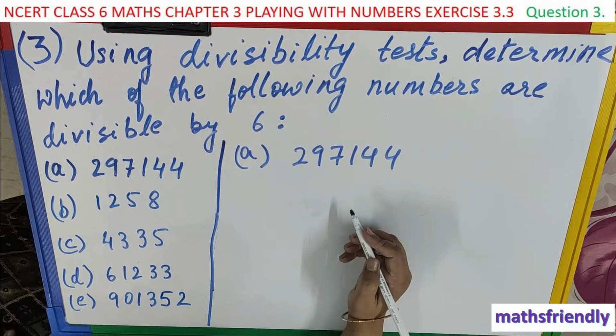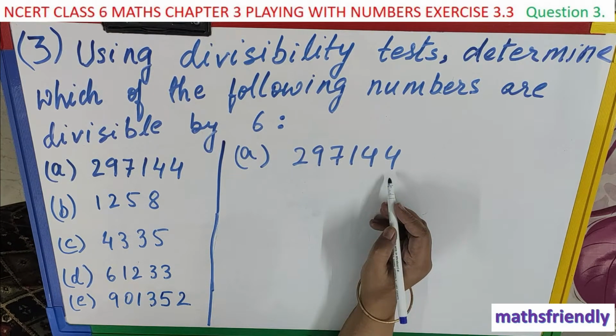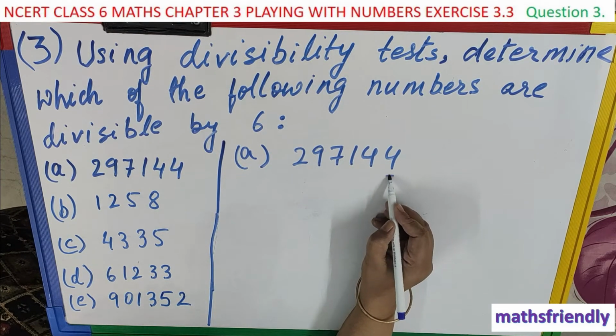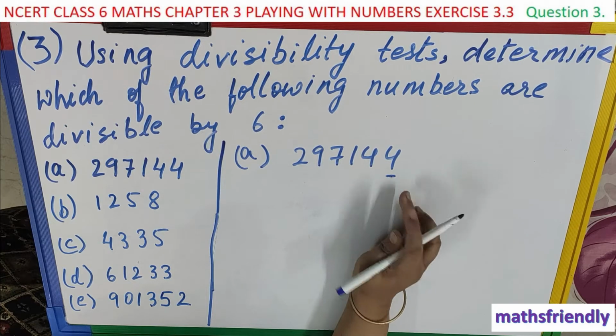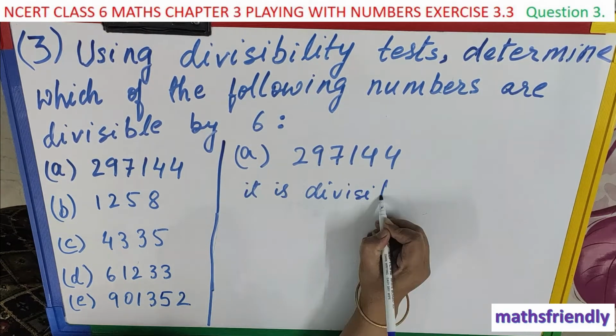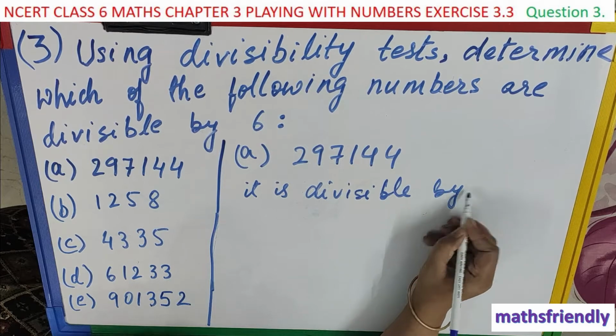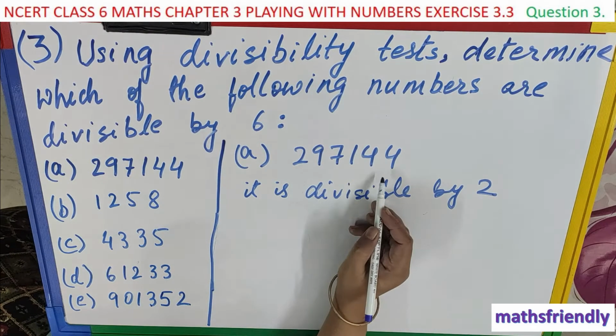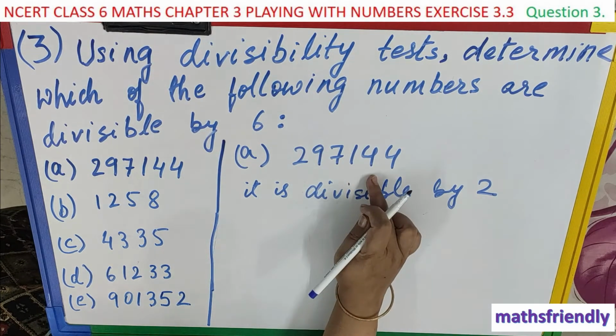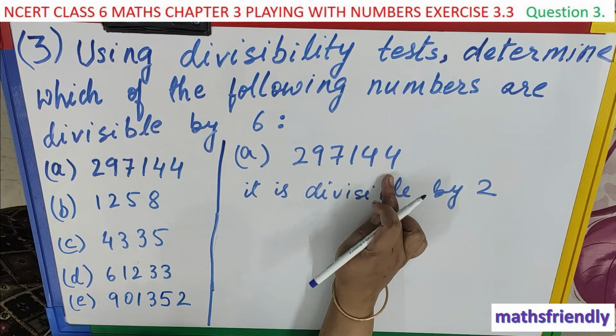So now take the first number, 297,144. Is this number divisible by 2? Yes, it is divisible by 2 because the ones place has 4, right? So it is divisible by 2. Okay, and is it divisible by 3? We have to add the digits of the number.